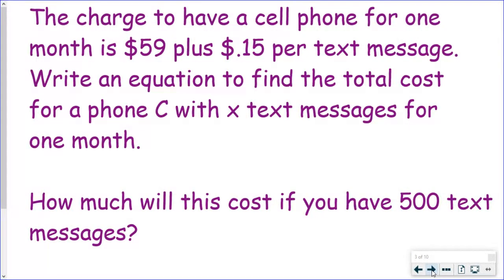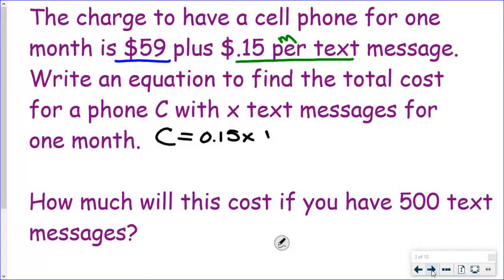Next, the charge to have a cell phone for 1 month is $59 plus 15 cents per text. Here's my per number. That's my slope when I see the per. And the starting cost is $59. Write an equation to find the total cost for a cell phone C with x text messages. So cost again is C. So C equals, now my slope is first, that's 15 cents per text message plus a starting fee of $59.